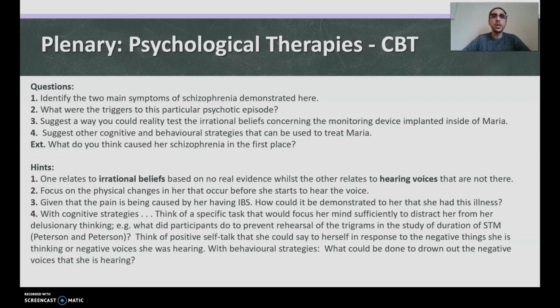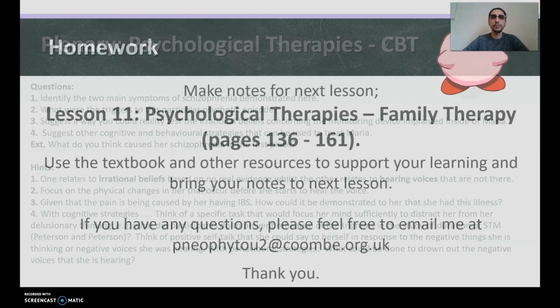And then 4, suggest other cognitive and behavioral strategies that could be used. With cognitive strategies, think of a specific task that would focus her mind sufficiently to distract her from her delusional thinking. For example, what did participants do to prevent rehearsal of the trigrams in the study of duration of short-term memory? Think of positive self-talk that she could say to herself in response to negative things she is thinking or negative voices she is hearing. With behavioral strategies, what could be done to drown out the negative voices she is hearing? Possibly listening to music is one way of doing it.